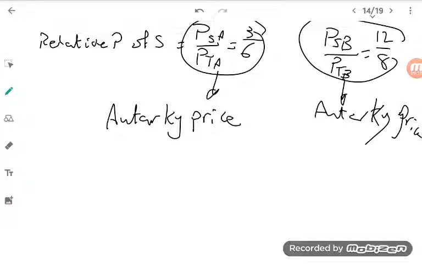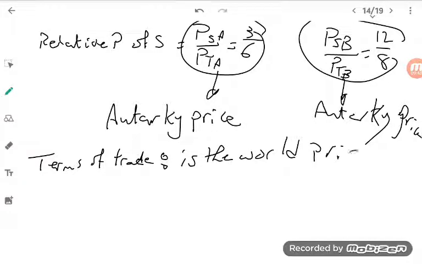Do you think after international trade there is another price? Yes. There is a new international price known as terms of trade. So TOT, which is terms of trade, is the world price after specialization and trade. So for country A, autarky price is half. For country B, it is 3/2. TOT will be somewhere between the autarky prices of the two countries.